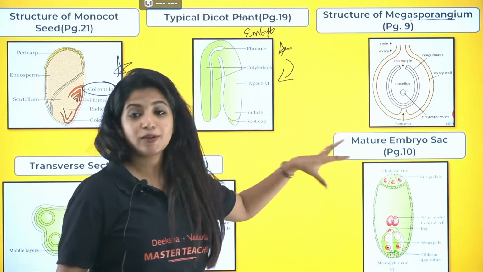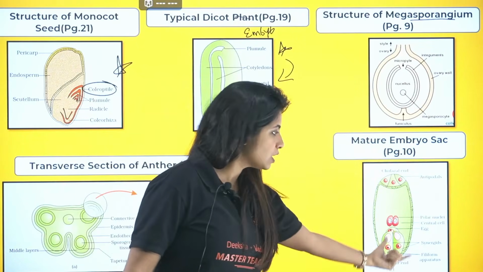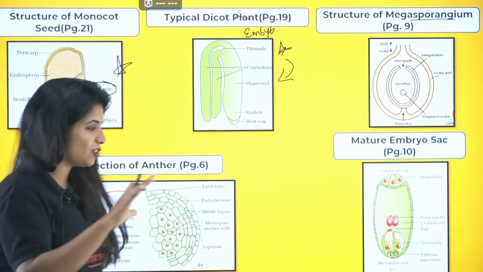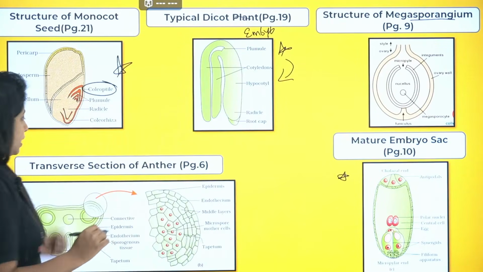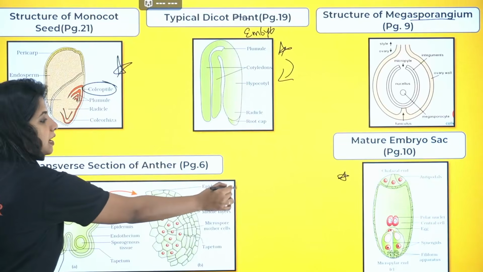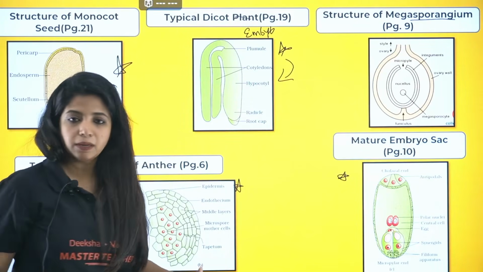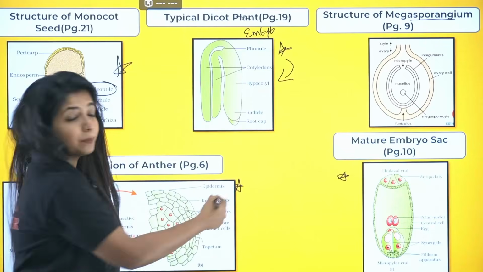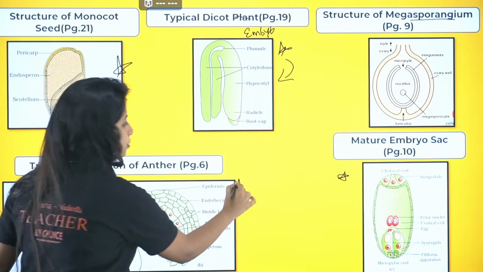Now, mature embryo sac. The female gametophyte is also known as the embryo sac. This is how it looks. You know, antipodal cells at the top. This picture could be important, so I'm just putting it as a star mark. Now, transverse section of anther. Again, what are the layers that we have? Epidermis, endothecium, and middle layer, tapetum. Now, here I do not expect a diagram based question. You can get an MCQ based on what are the layers which are there. That is why I put this particular picture.